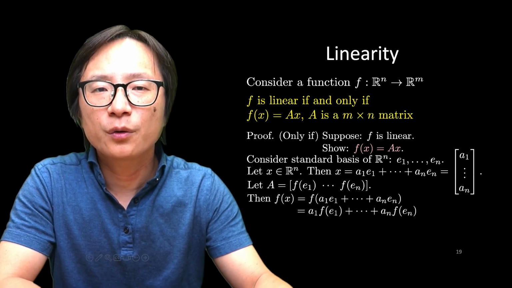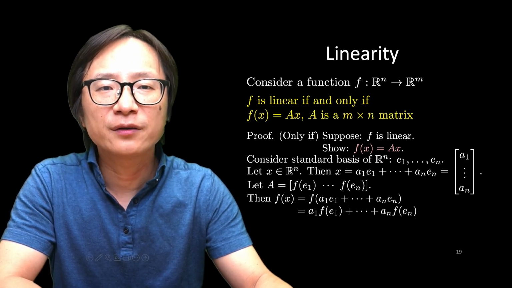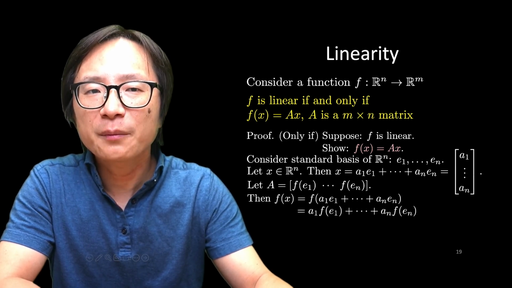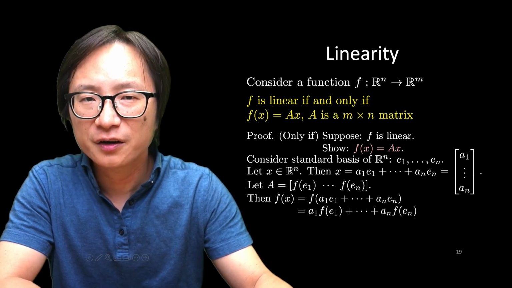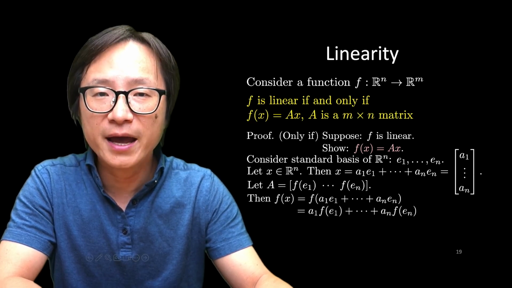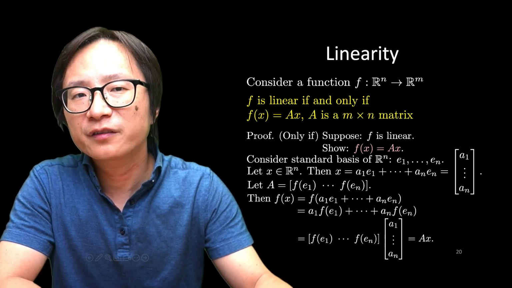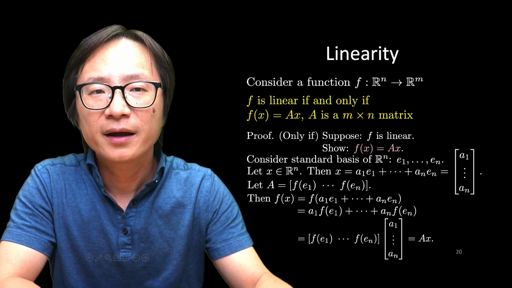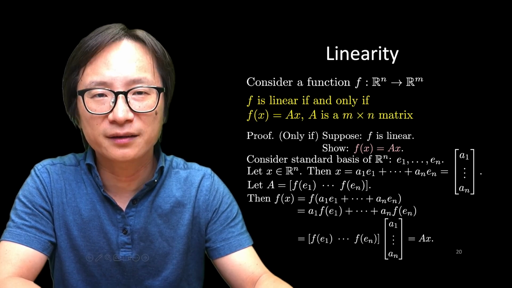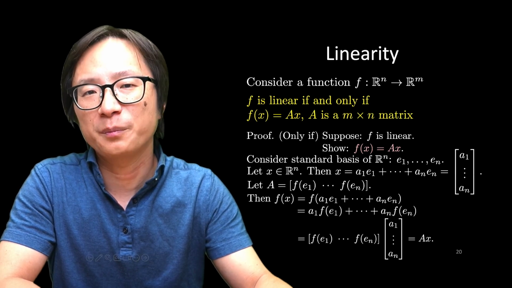Then f(x) is equal to f(a1 e1 + ... + an en), namely the linear combination of the basis vectors. Now let's apply the assumption that this function f is linear. So we get a1 times f(e1) plus all the way to an times f(en). This can now be written as this dot product, where the matrix on the left is our defined A, and the vector on the right is x. So we get f(x) is equal to Ax. This concludes the only if direction, and therefore our whole proof is complete.